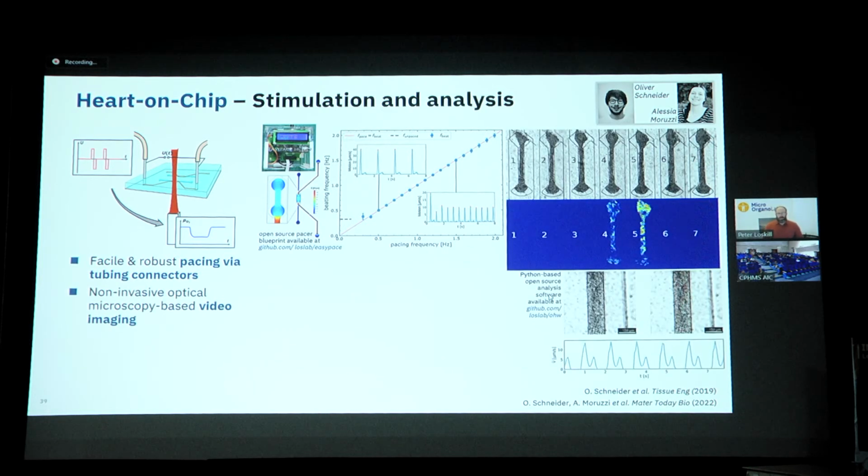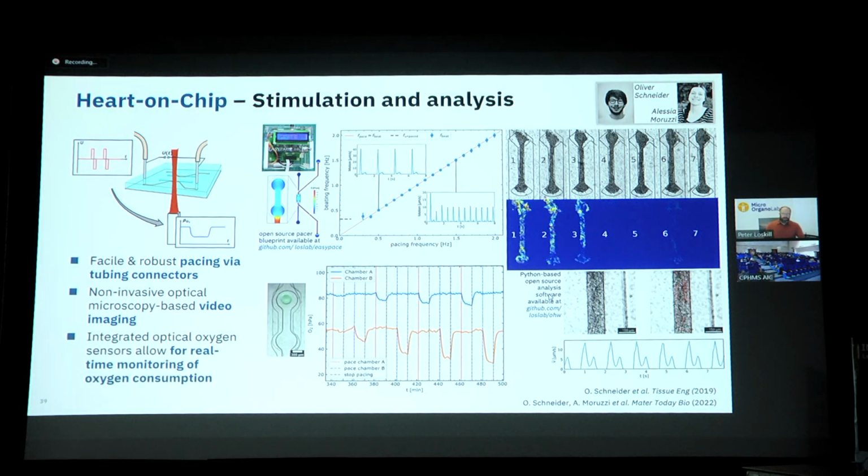We can then use optical microscopy-based video imaging, using optical flow or a block matching algorithm, to analyze the systems without using any invasive readouts. We can do that in parallel. This is, for example, 7 tissues in 1 chip, and we can use that to look at the beating behavior and also some mechanical motions.